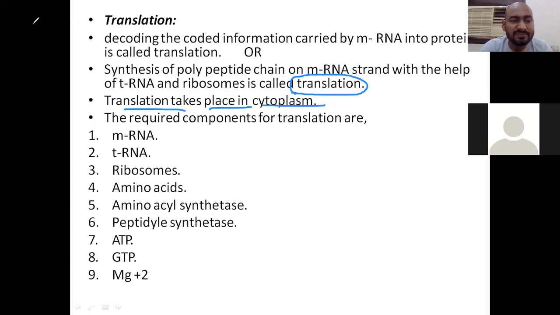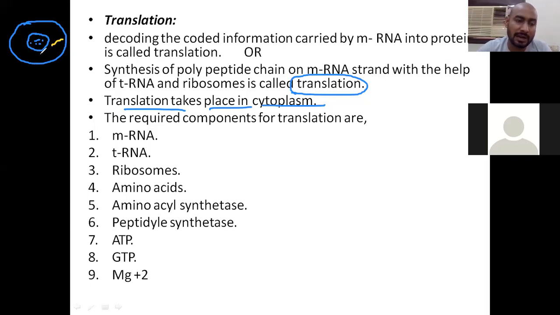I told already this is the cell. In the cell, the nucleus is there. In the nucleus, mRNA is synthesized. mRNA is synthesized, then mRNA is transported into the cytoplasm. And I told why the cytoplasm: because the ribosome is present in the cytoplasm. It is not present in the nucleus. Okay. So that's why mRNA will come into the cytoplasm.